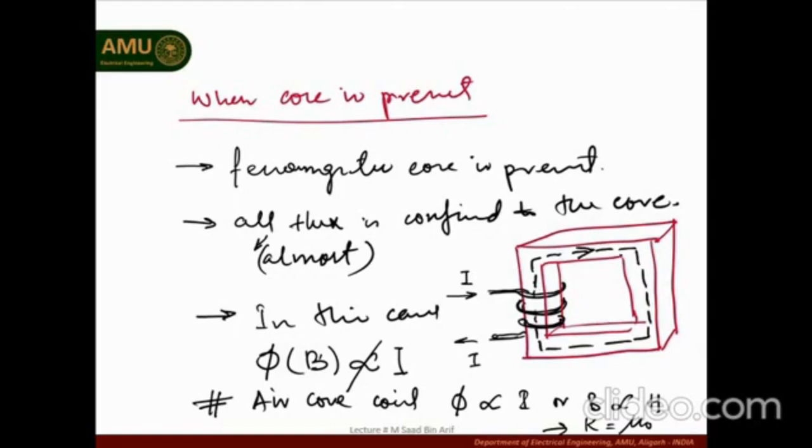Now if you have a look on the flux line, then same rule we can apply. Place your curled finger around the coil, your thumb will give the direction of the flux, and the flux will follow the path provided by the core. So the flux line will be like this. This black dotted line is basically the flux.